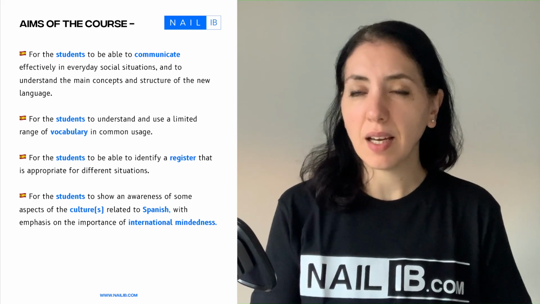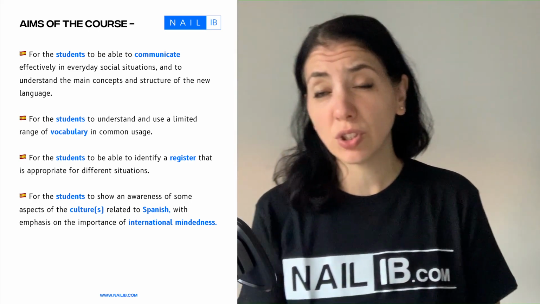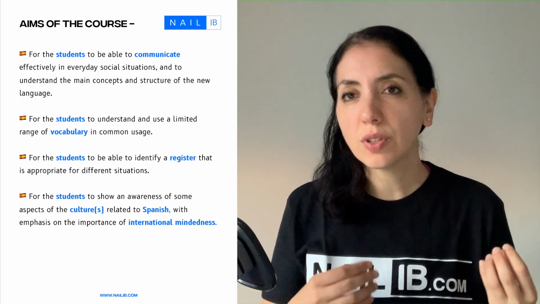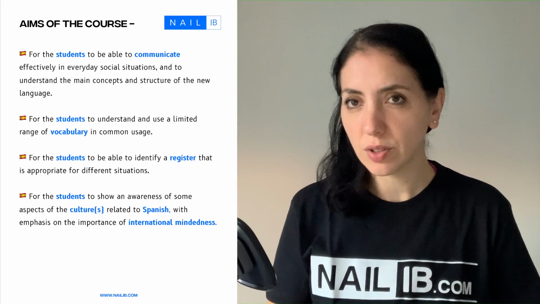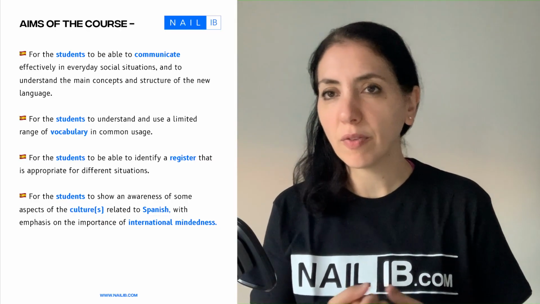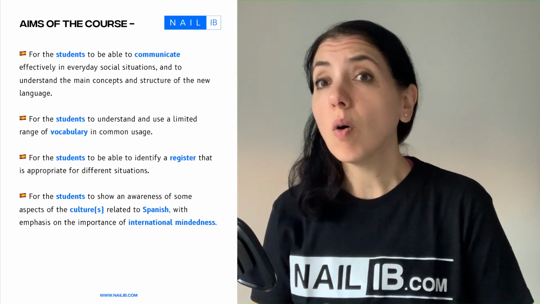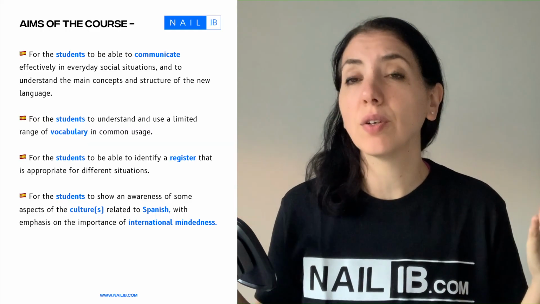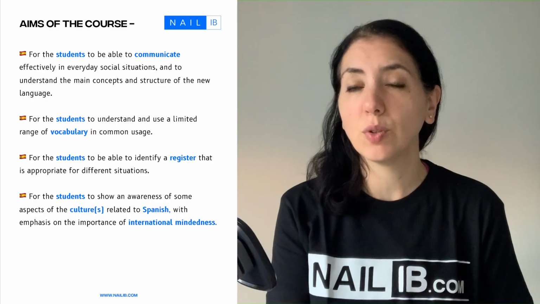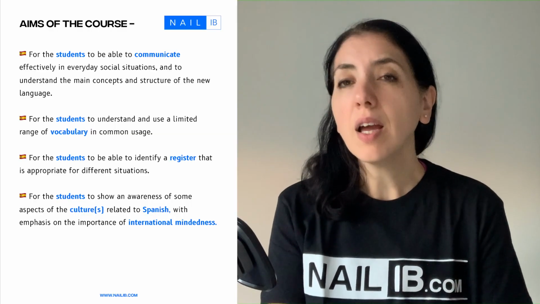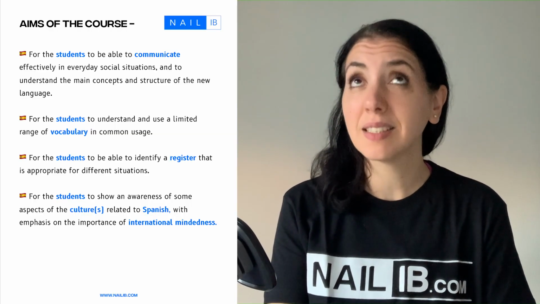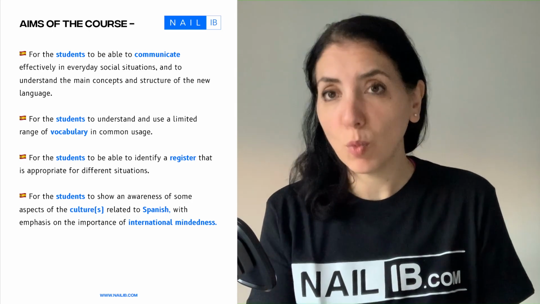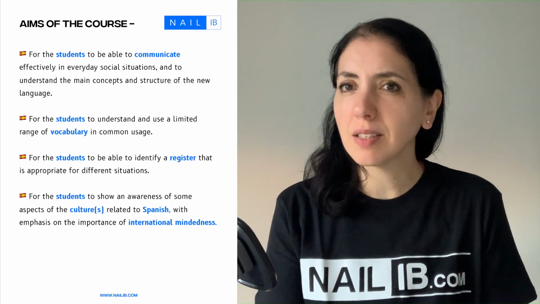Also, another thing is that the IB Ab Initio languages, not only Spanish but in general, want you to know how to use different registers according to different situations. Yes. So one thing is if I'm talking to my friends, and another thing is if I'm talking to my teacher, or if I am asking for a bureaucratic administrative procedure, right? There are different things that I have to do in that sense, and different ways in which I talk. And this is very, very, very complex, especially because in different cultures and in different places of the mundo hispanoparlante, this cultural stuff is different.